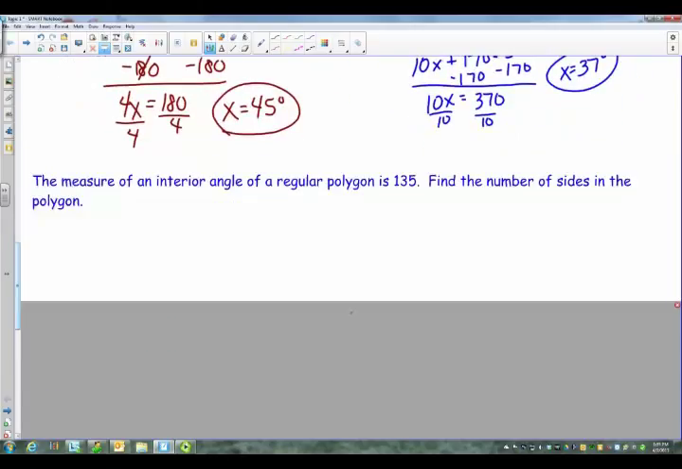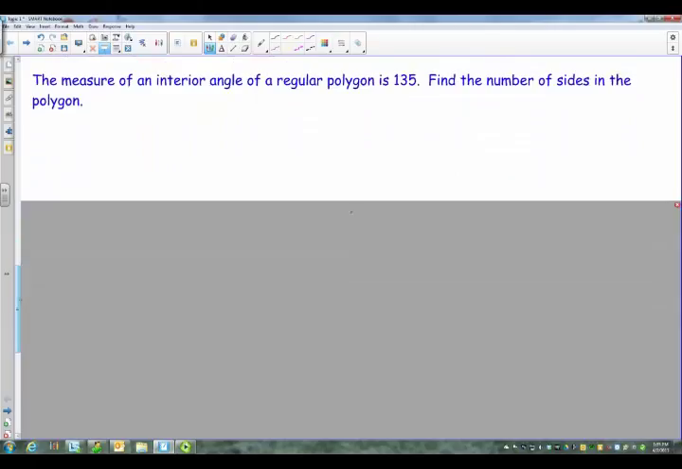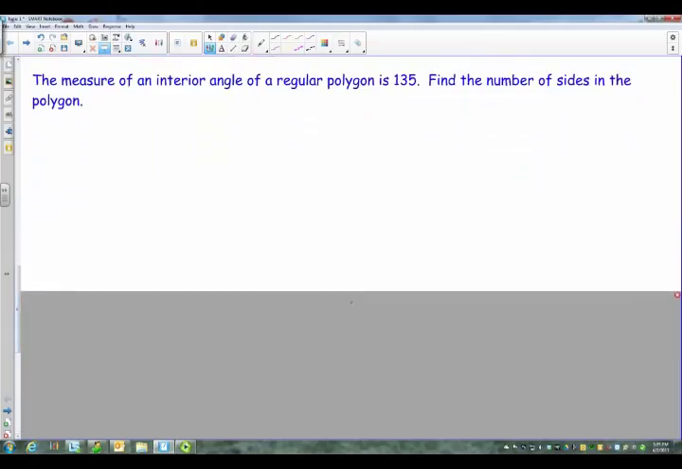Now the next thing we're going to look at is kind of reversing this. They're going to tell you that you have a figure that has an interior angle of 135 degrees. We want to find how many sides this figure has. So here's what we're going to need to think about. I've got my formula. It's 180 times (n minus 2). We know that formula there. But what that equals is the total angles of the polygon added together.